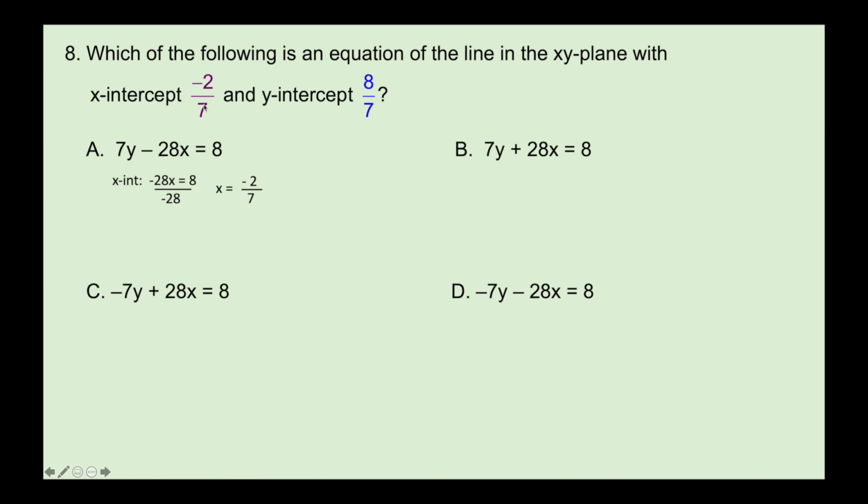Now we look at the y-intercept. When calculating the y-intercept, we make our x value a 0. So here I've got 7y is equal to 8. We divide both sides by 7, and I'm going to be left with y is equal to 8 over 7. So we actually got the correct answer right away on A, meaning that we don't really need to look at B, C, or D here.